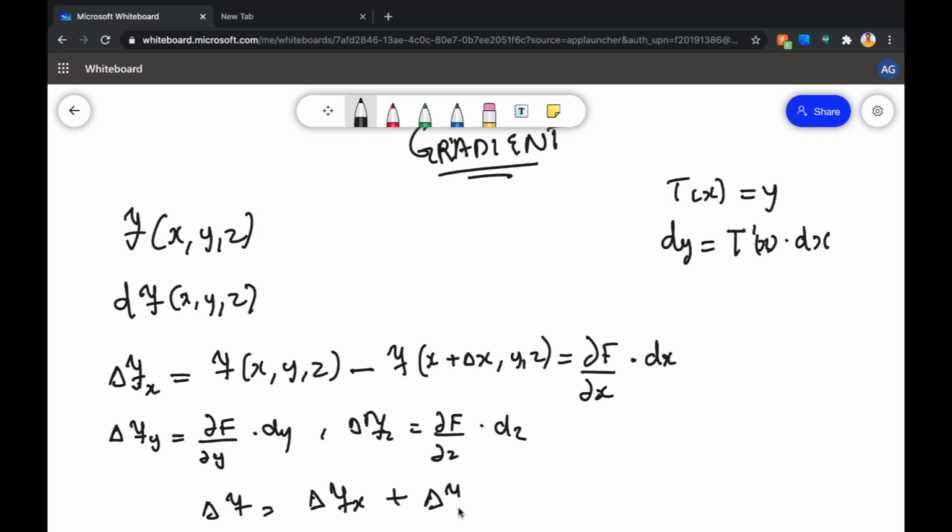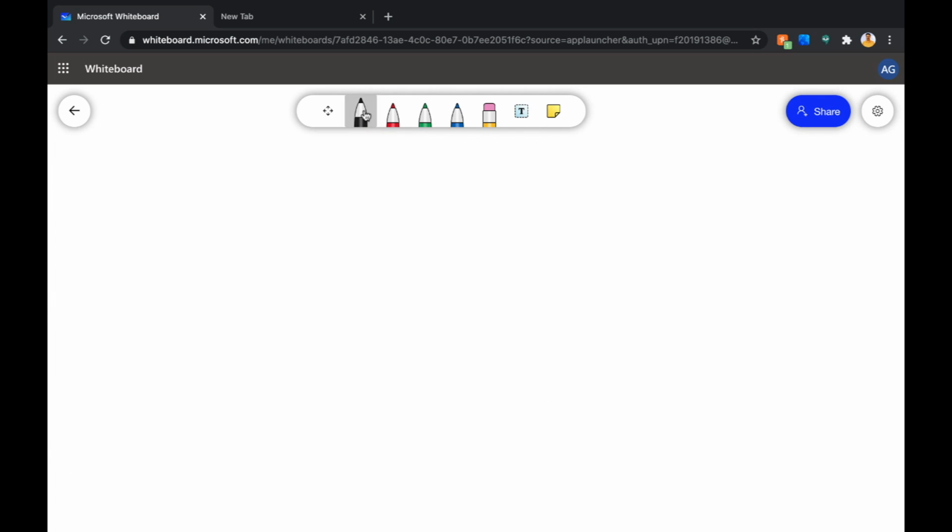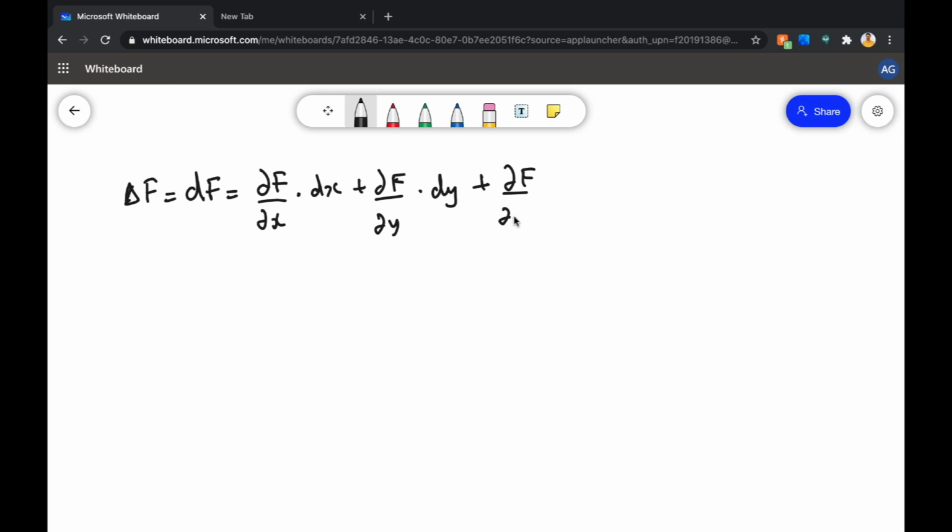Obvious, right? I'm sorry for the bad handwriting. I'll improve it in a while. So it would be the summation of all these three. So now what is that? Delta f, or d of f, equals del f by del x dot dx plus del f by del y dot dy plus del f by del z dot dz.